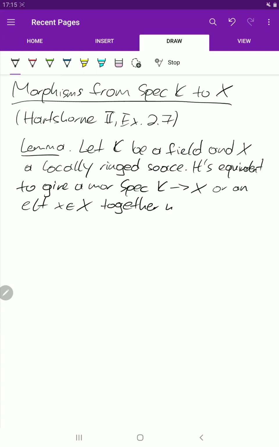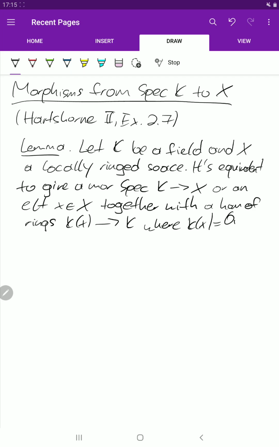together with a homomorphism of rings from the residue field at x into K, and the residue field is just given by the stalk modulo the maximal ideal. So that's clearly okay because we have a locally ringed space, and therefore the stalk is a local ring.